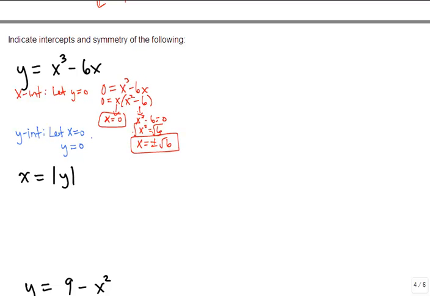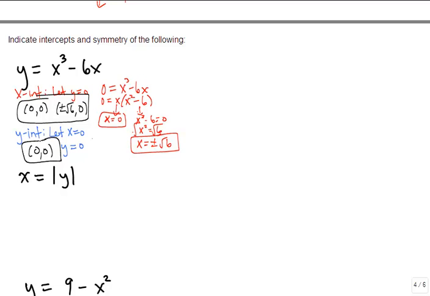So my x-intercepts are 0, 0, and plus or minus root 6 comma 0. Notice the y values were both 0 there. And my y-intercept was also 0, 0. So the origin is both an x and a y-intercept.